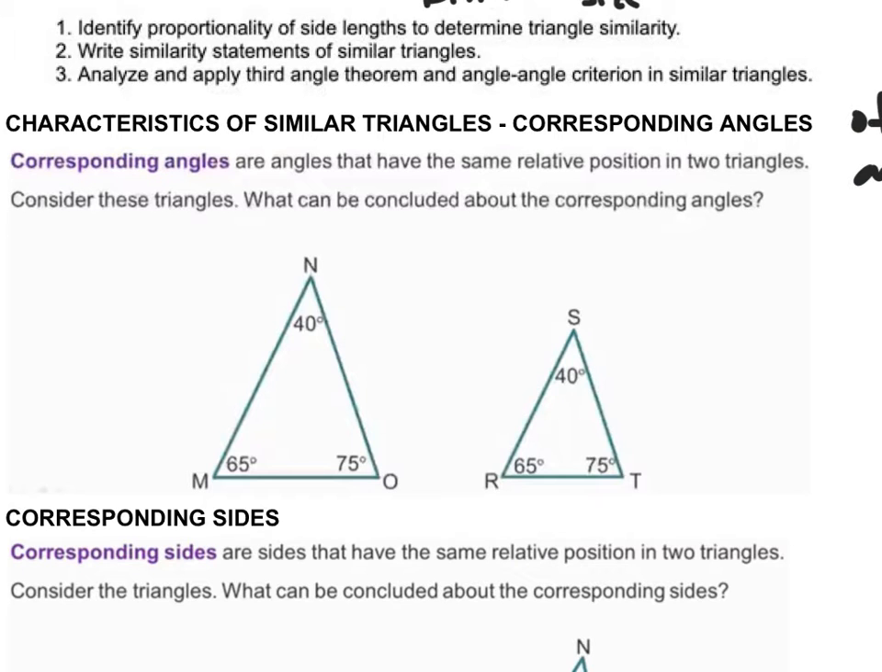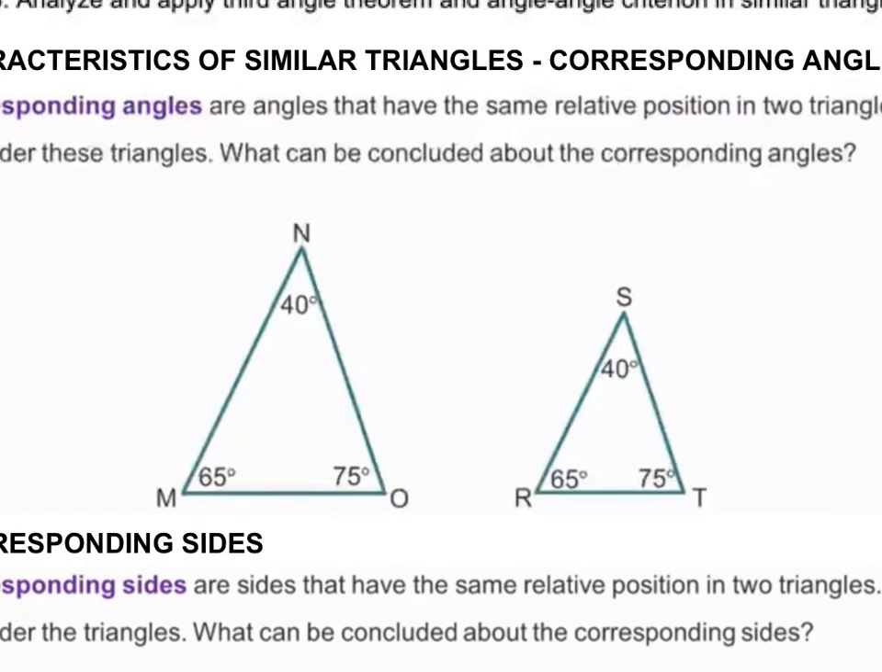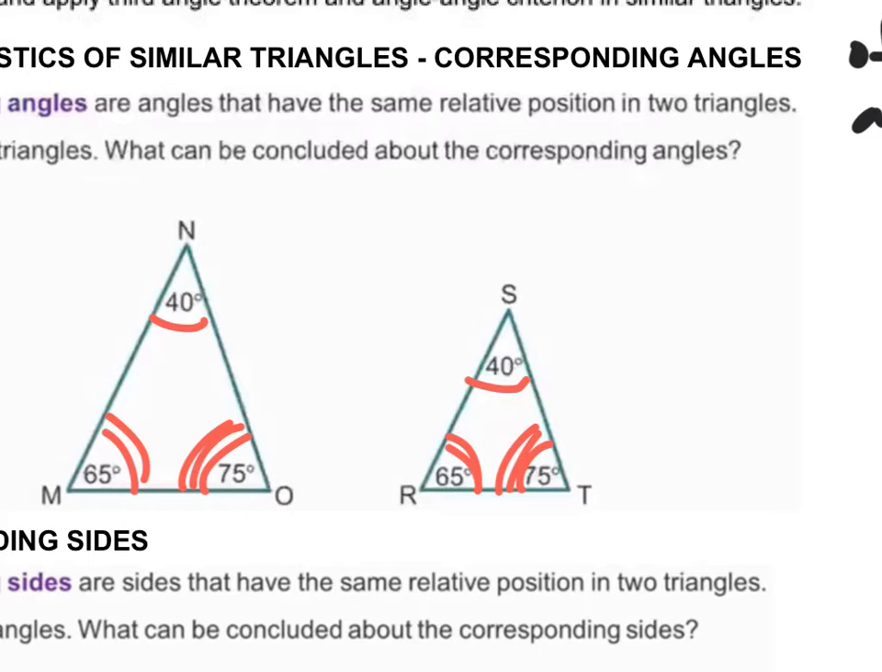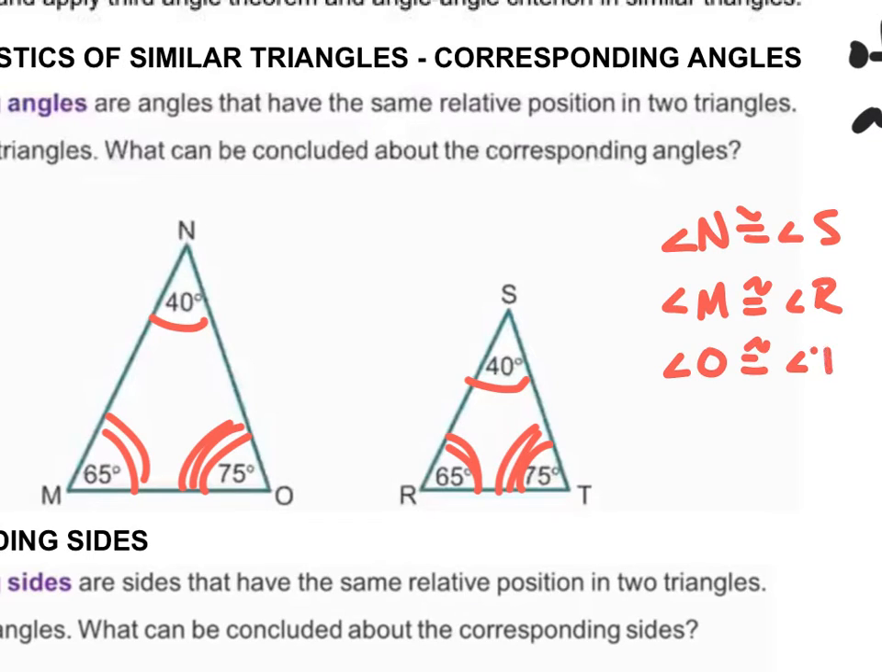And so from there, let's look at these triangles. What we know is that angle N is congruent to angle S, that angle M is congruent to angle R, and that angle O is congruent to angle T, okay? So because of those statements, let's write those out. Angle N is congruent to angle S, angle M is congruent to angle R, and angle O is congruent to angle T.